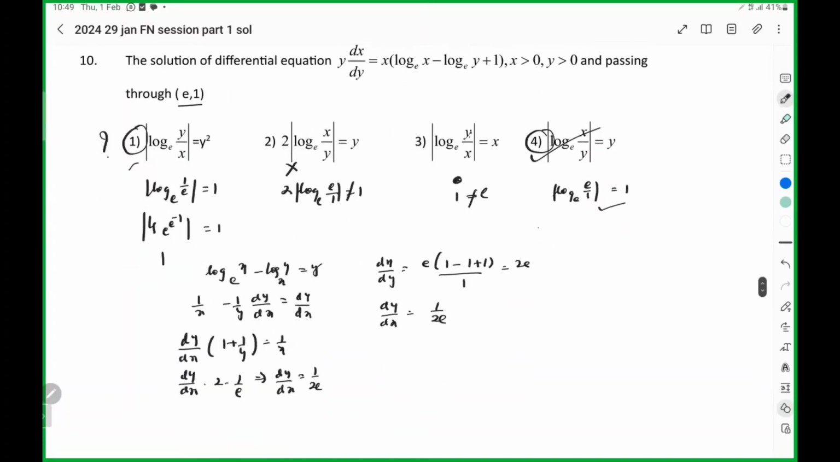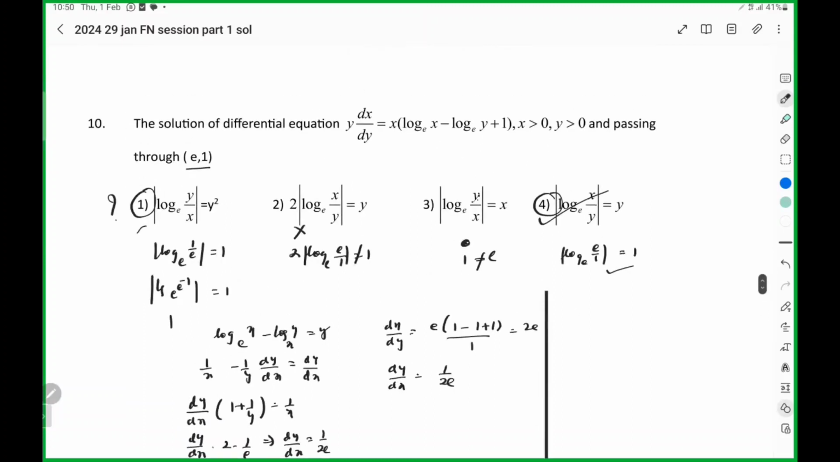But from a regular procedure point of view, how to tackle the same problem? So here dx by dy is x log x to the base c plus x into 1 minus log y to the base c here by y, right?